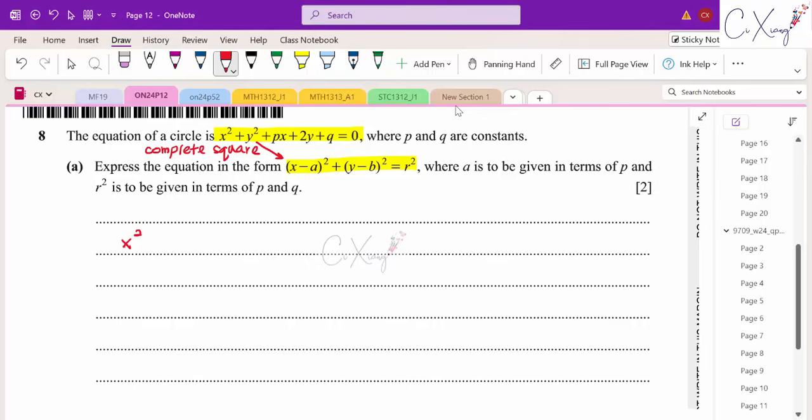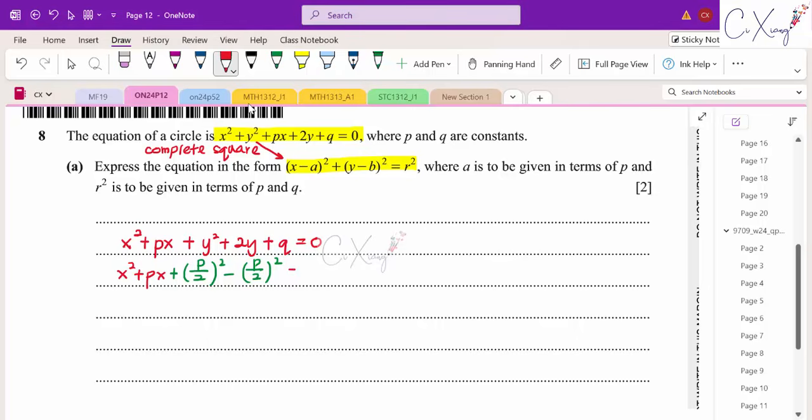I will copy the equation for x first. I will copy and group all the x together first. Then plus y squared plus 2y plus q equals to 0. So first step, I will want to complete the square for the x. So I need to have plus something square and minus something square. So what's the something for the x? So again, like what I told you just now, earlier in the previous question, it is actually p divided by 2. So this is also p divided by 2. Okay, this is for the x.